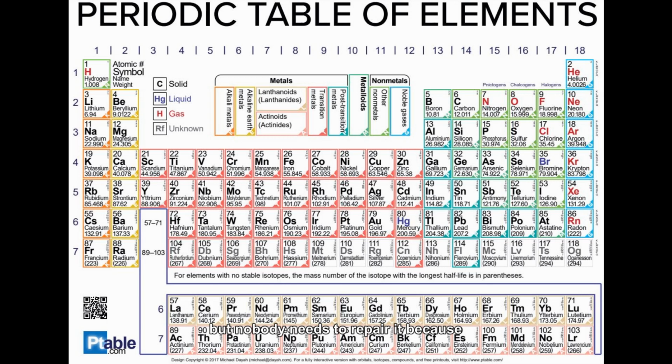But nobody needs to repair it because copper oxide, or copper 1 oxide, is actually stronger than the original metal. Okay, let's try one more. Randomly pick one here: silver with a charge of 1 and chlorine. What does that become? Silver 1 chloride. There we go.